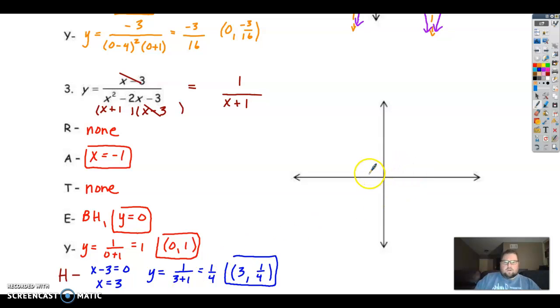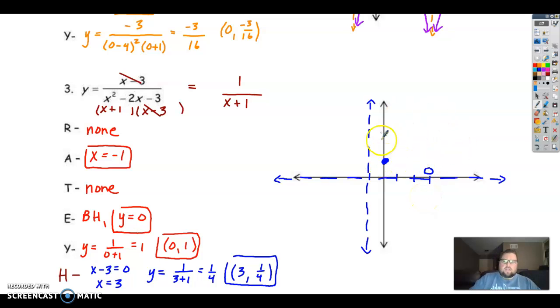All right, let's put all this on our graph over here. So we've got asymptote, x equals negative 1. Horizontal asymptote, y equals 0. Y-intercept at 0, 1. And hole at 3 and 1/4. Since it's a hole, make sure you make it an open circle at 3, 1/4.